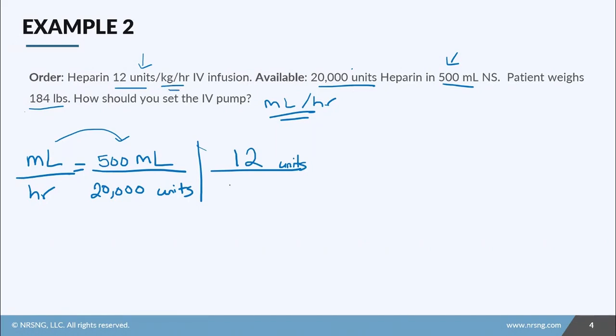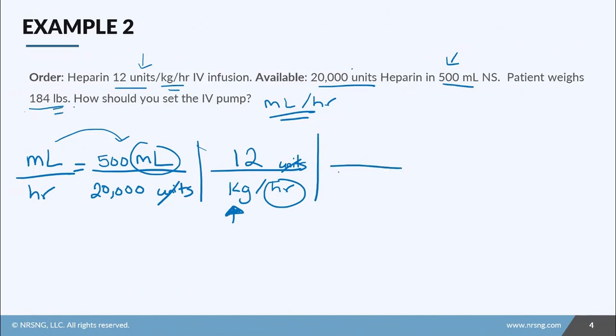Again, if you have two pers, put them both on the bottom. Kilo per hour. All right. So we cancel units. We've got our milliliters, we've got our hours, but again, we've got this random kilos just hanging out down here that we've got to get rid of. Okay, so do we know anything about kilos?